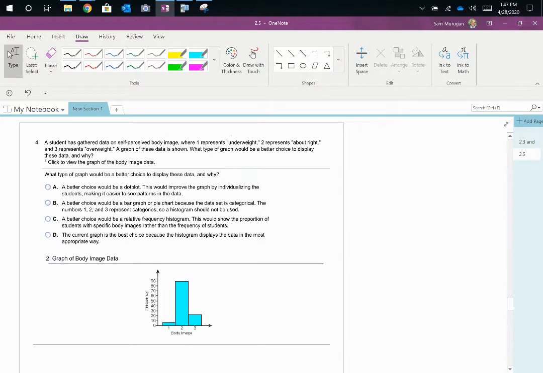Question 4: a student has gathered data on self-perceived body image, where 1 represents underweight, 2 represents about right, and 3 represents overweight. The graph is shown. Again, a better choice here, this is an obvious histogram. A better choice would be a bar graph or a pie chart, because we're talking about 3 categories: underweight, overweight, and just right. So definitely a bar graph or a pie chart.